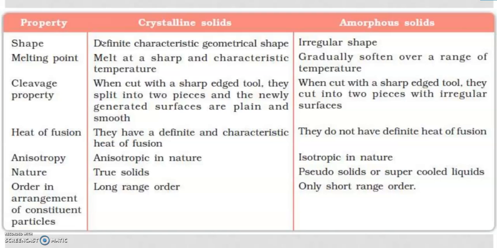Heat of fusion: crystalline solids have a definite and characteristic heat of fusion. Amorphous solids don't have a definite heat of fusion. Anisotropic nature: crystalline solids are anisotropic in nature, whereas amorphous solids are isotropic in nature. Crystalline solids are true solids. Amorphous solids are pseudo solids or supercooled liquids. If we take the order, crystalline solids have long range order, and amorphous solids have only short range order.